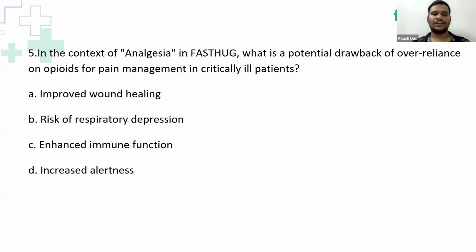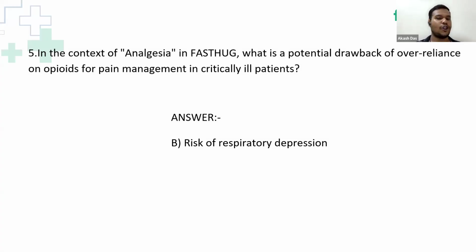Next, in the context of analgesia in FASTHUG, what is the potential drawback of over reliance on opioids for pain management or for sedation in critically ill patients? A, improved wound healing, B, risk of respiratory depression, C, enhanced immune function, or D, increased alertness? So what do you think? The answer is risk of respiratory depression. Always be careful, especially in geriatric age groups. They will develop CO2 narcosis. They will require intubation most of the time.